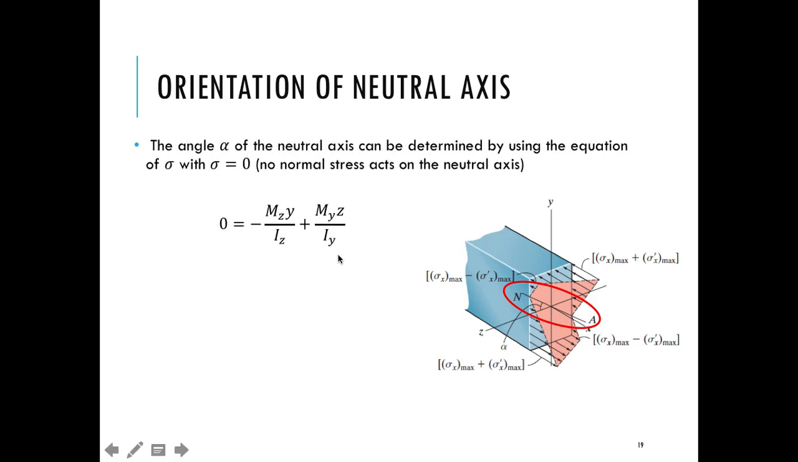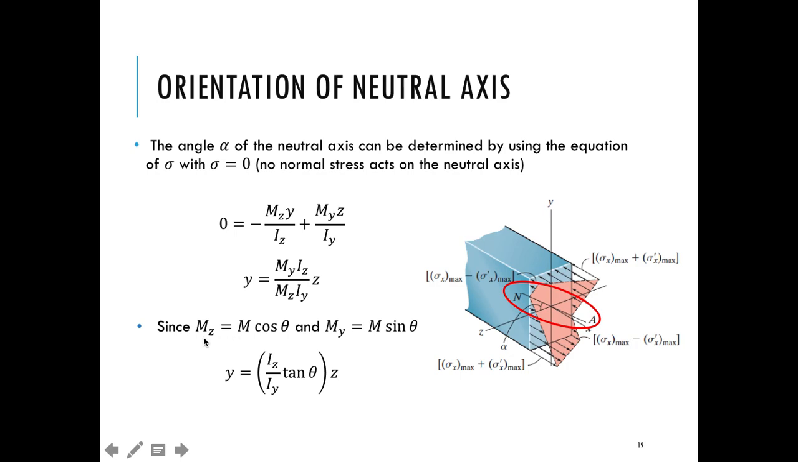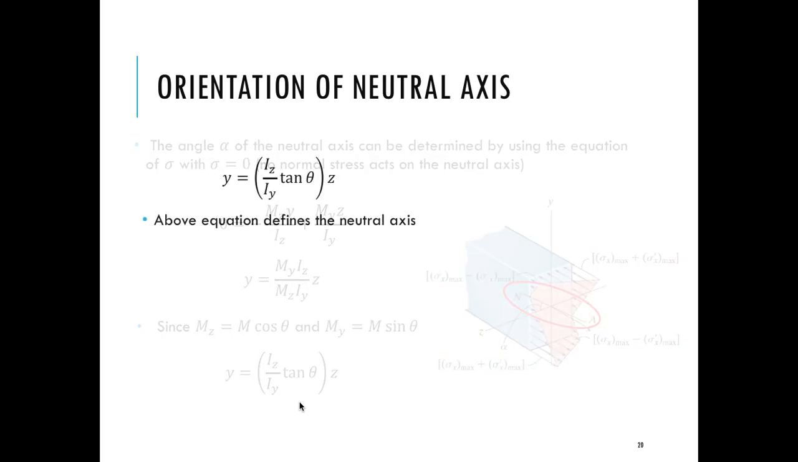That is, in the expression for sigma that I derived earlier, I just put sigma equals zero. Okay. Then if I manipulate this so that I get y in terms of z, I get this expression. I rearranged it. Now noting that I already know what my My and my Mz are in terms of the applied bending moment M. Of course Mz was M cos theta and My was M sin theta. So if I substitute them into this expression, then I get this slightly more simplified expression right here. But actually we can simplify this even further. Let's think about how to do that.